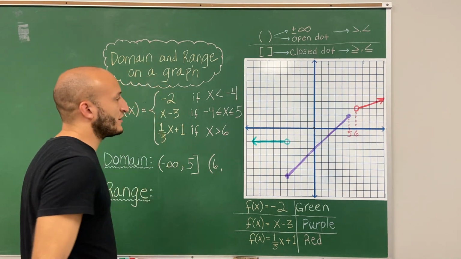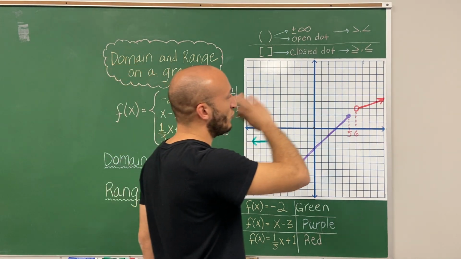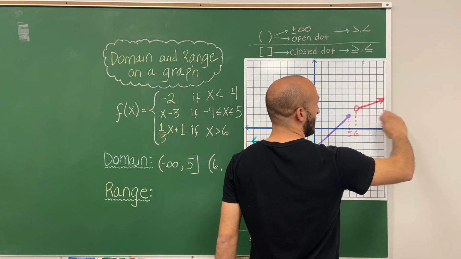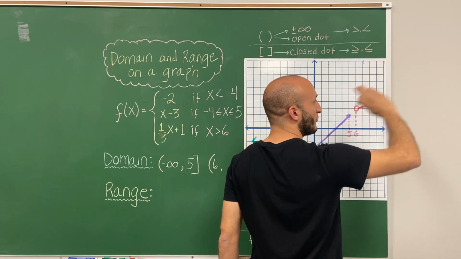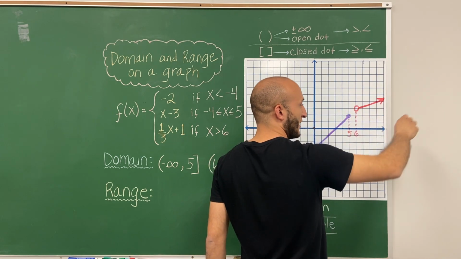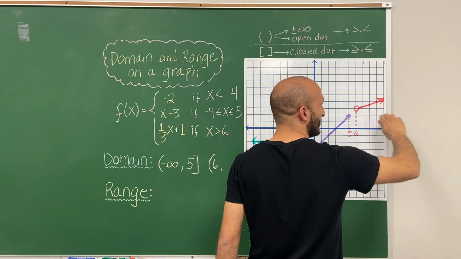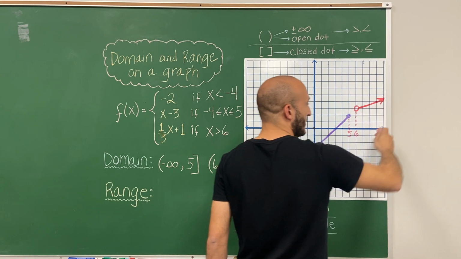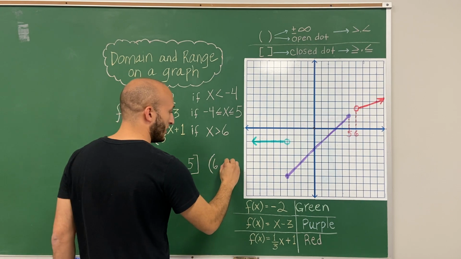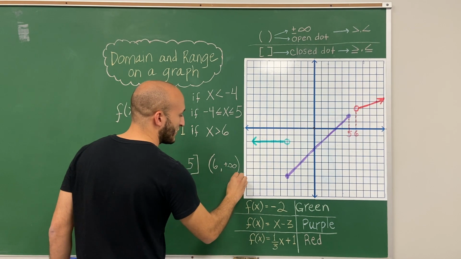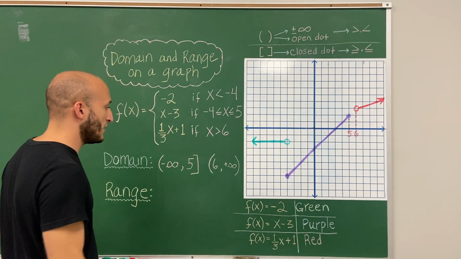And then I ask myself, where does it end? Well, it never really ends. It goes up and to the right forever. Okay, so if I were to go to the right to positive infinity, I would still see this graph. So I have to include positive infinity. Positive infinity cannot actually be landed on, so we use a parenthesis.